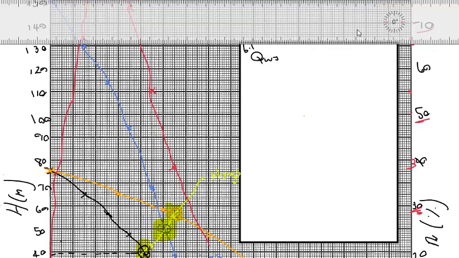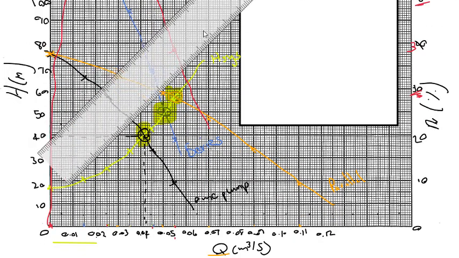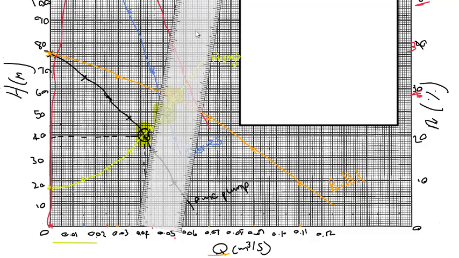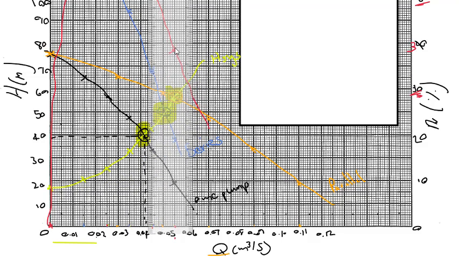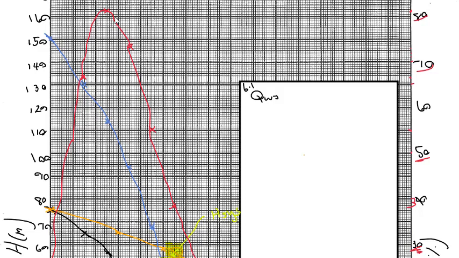It's by simply taking my ruler, rotating it to about 90, and then looking at my duty point, which I have here. This point right there. Okay. So if we look at it, it gives us a value of 0.042. Let's switch off the ruler, and that will give us a value of 0.042 meters cubed per second.